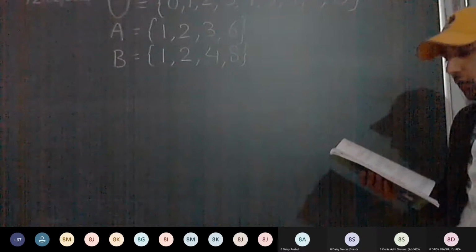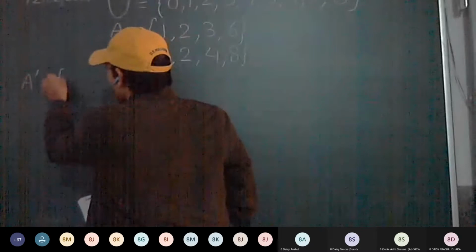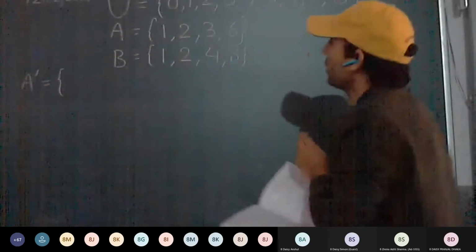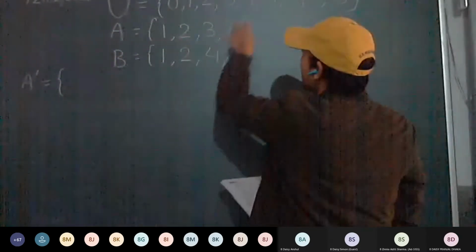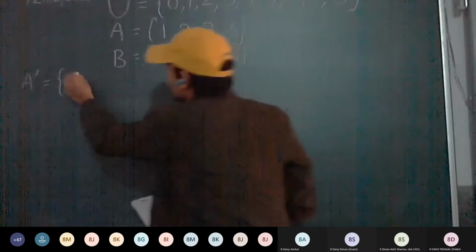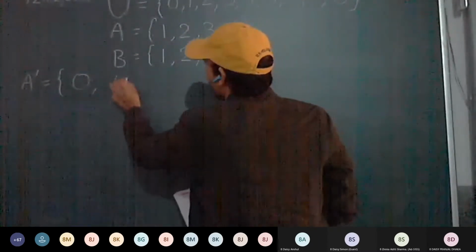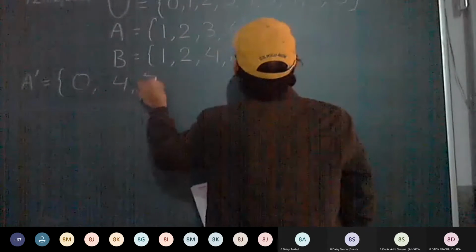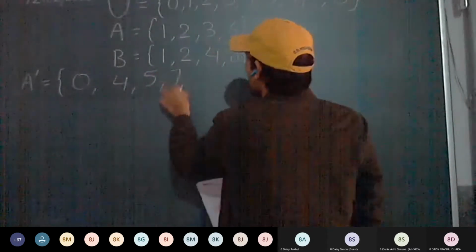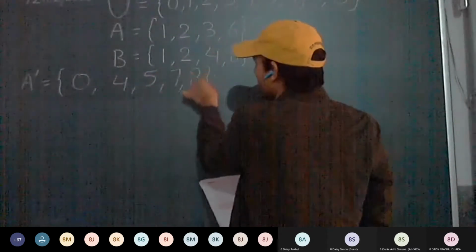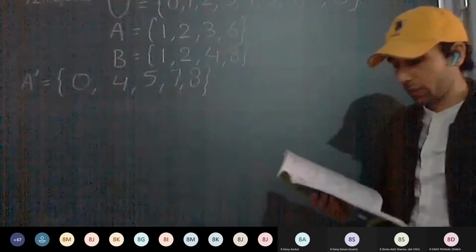Now we can solve. First find A dash. A dash is how much? We have to remove 1, 2, 3, 6 from universal set. 0, 3 removed, 4, 5, 7, 8. This is our A dash. Understood this one?